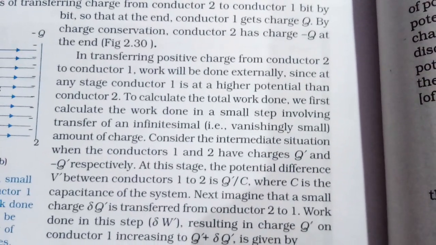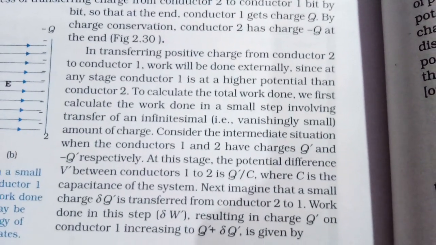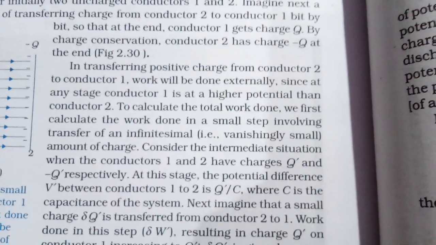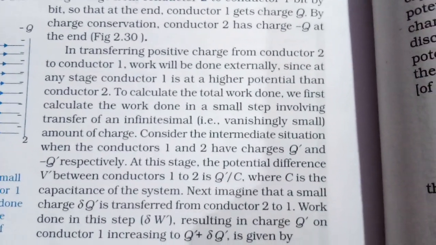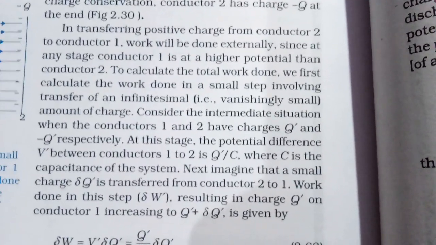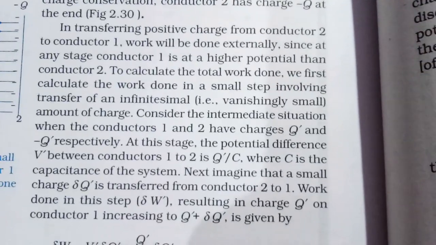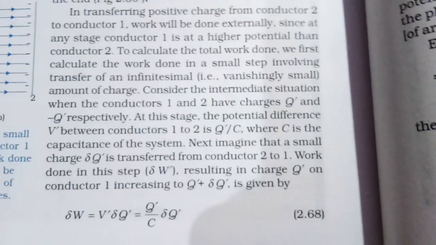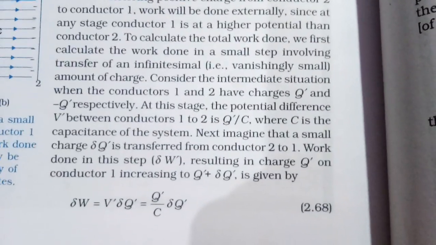To calculate the total work done, we first calculate the work done in a small step involving transfer of an infinitesimal, vanishingly small amount of charge. Consider the intermediate situation when conductors 1 and 2 have charge Q dash and minus Q dash respectively. At this stage, the potential difference V dash between conductors 1 and 2 is Q dash by C, where C is the capacitance of the system.